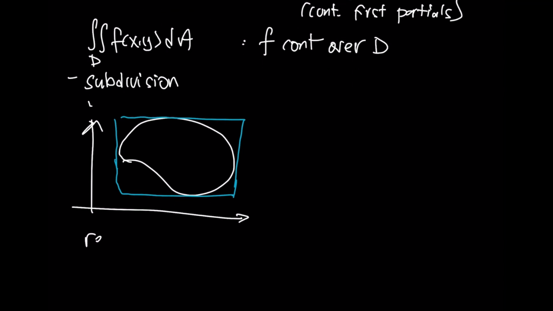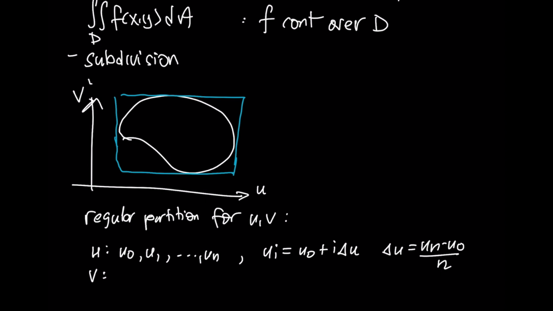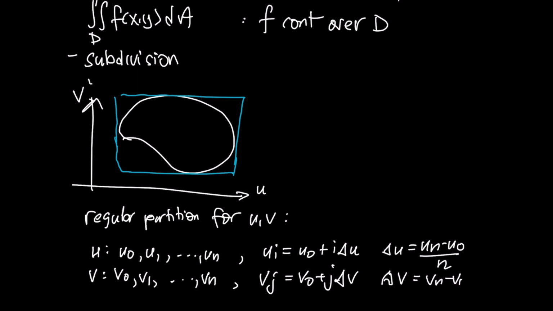So we're going to have a regular partition for both of our u and our v values. u will be partitioned u0, u1, all the way up to un. Some general point will be defined as follows, where delta u is equally spaced into n subdivisions. And at the same time, we'll have v0, v1, all the way to vn. v will be indexed on j, and delta v will also be defined with n subdivisions.